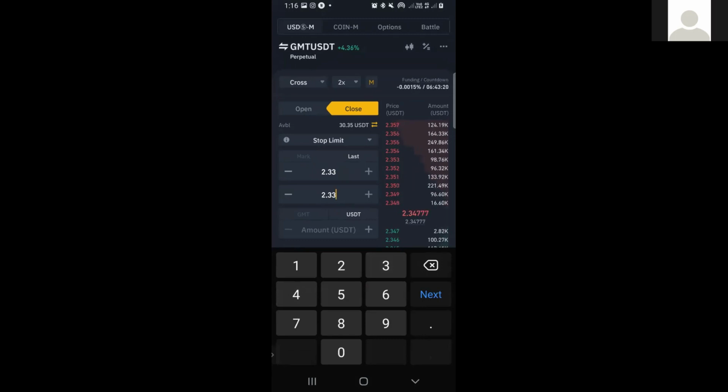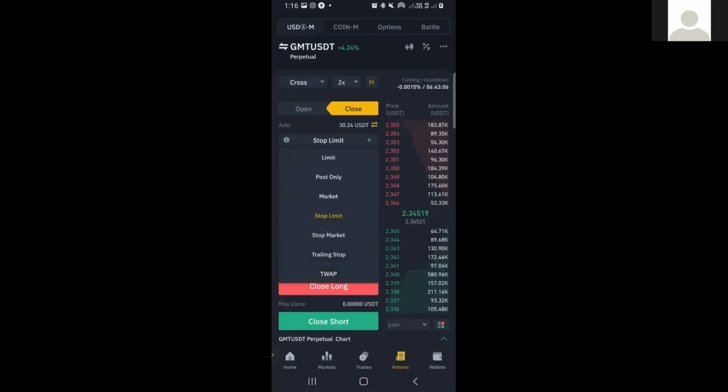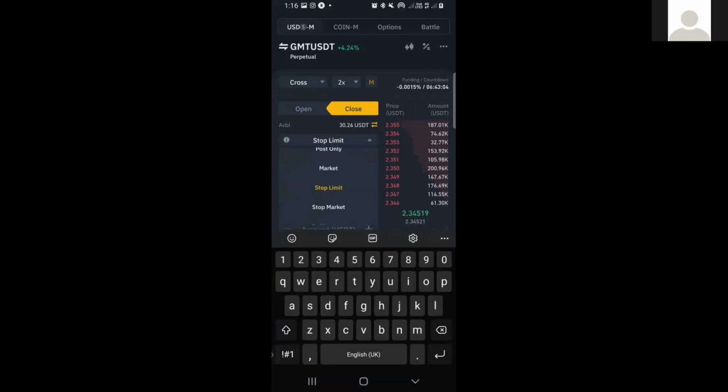So 2.33, anything below 2.32, anything you want to place it below. We use this for stop loss, and then the stop market order, which is this one here. You can see we still have stop market order. It's similar to stop limit order. Instead of it having two boxes here, it just uses that stop price.